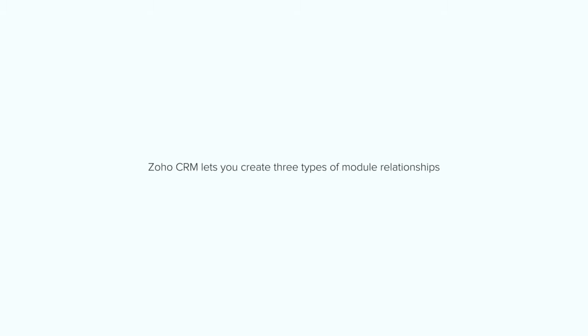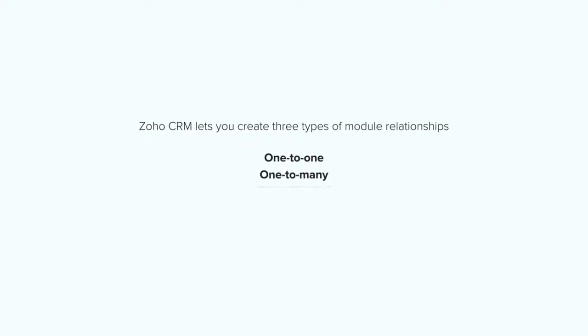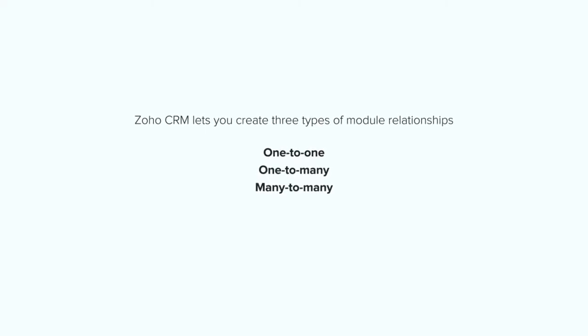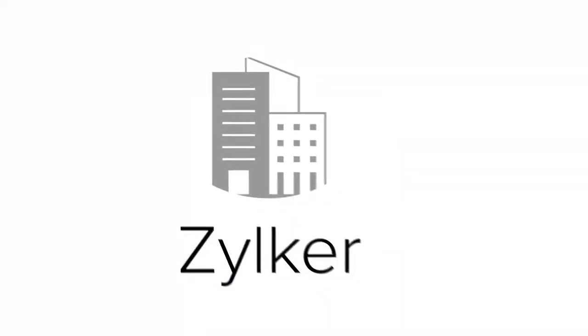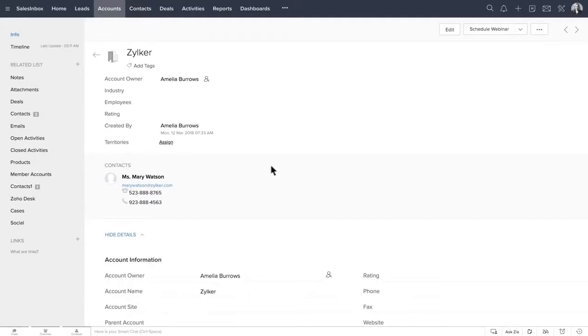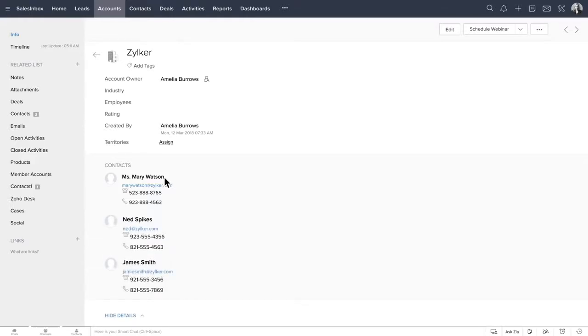Zoho CRM lets you create three types of module relationships: one-to-one, one-to-many, and many-to-many. The relationship between your own CRM data could be a combination of these types. In the CRM context, all of these types can be explained with the accounts versus contacts example. Say you have an account called Zilker. In this case, a one-to-one relationship is where Zilker is associated with one contact, say Mary Watson. A one-to-many relationship is where Zilker is associated with multiple contacts, say Mary Watson, Ned Spikes, and James Smith.